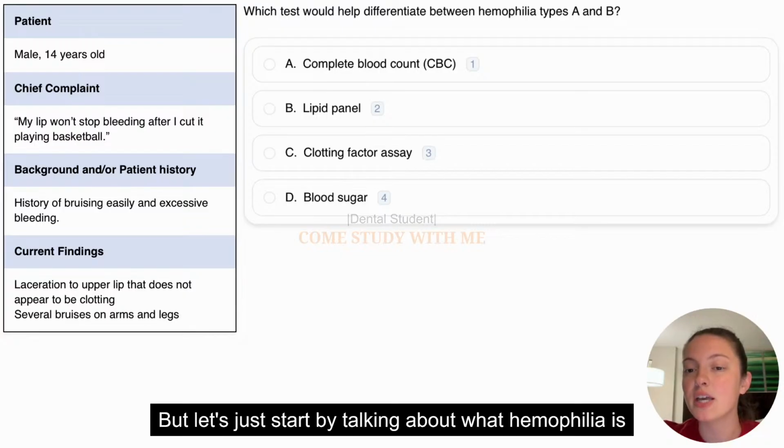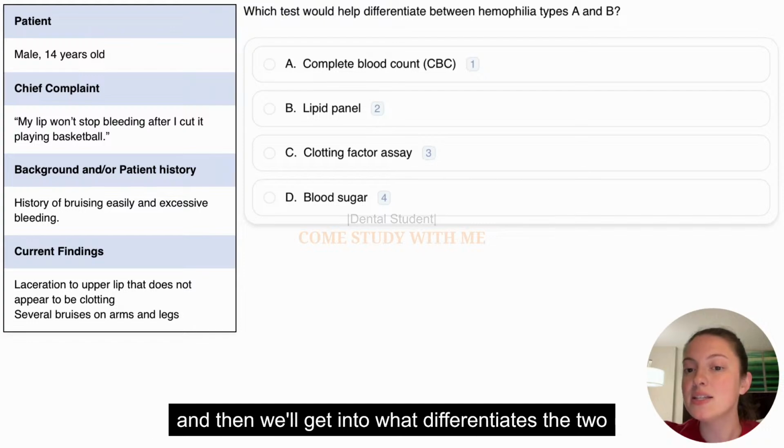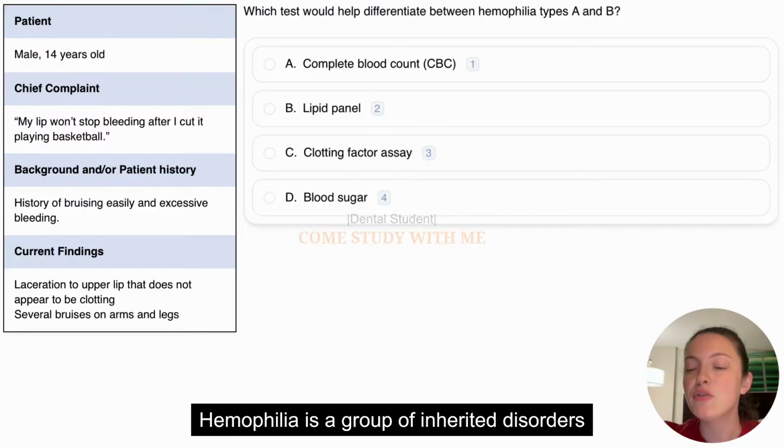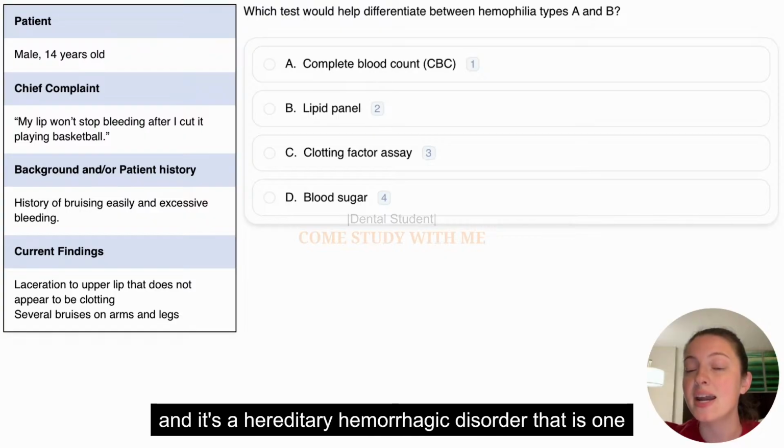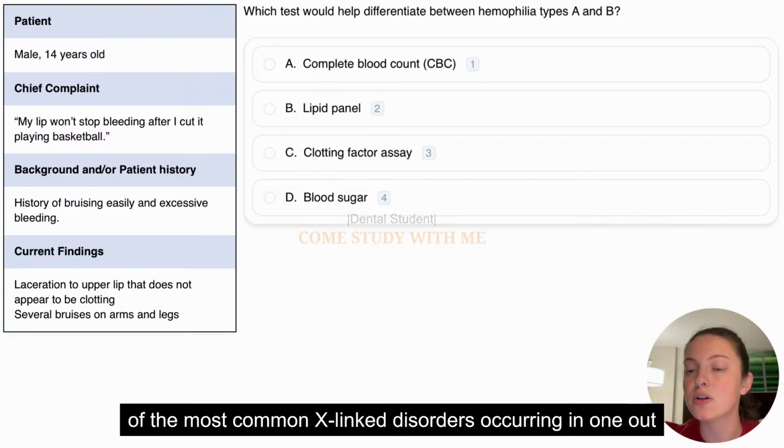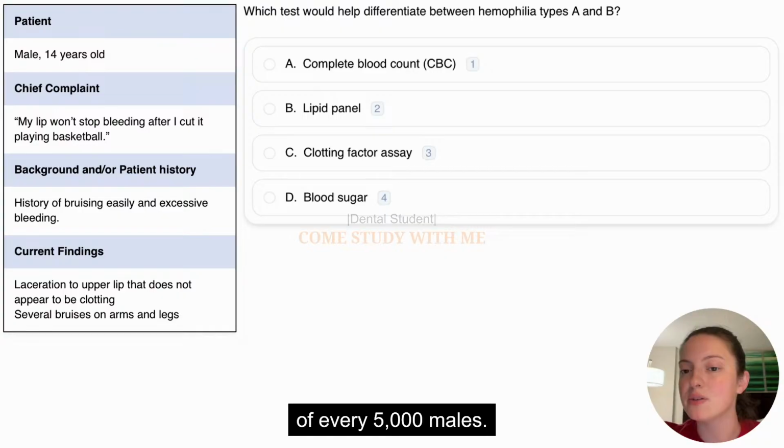But let's just start by talking about what hemophilia is, and then we'll get into what differentiates the two conditions, allowing us to know the correct answer. Hemophilia is a group of inherited disorders that alter the body's ability to coagulate blood. Hemophilia A specifically is commonly known as classical hemophilia, and it's a hereditary hemorrhagic disorder that is one of the most common X-linked disorders, occurring in 1 out of every 5,000 males.